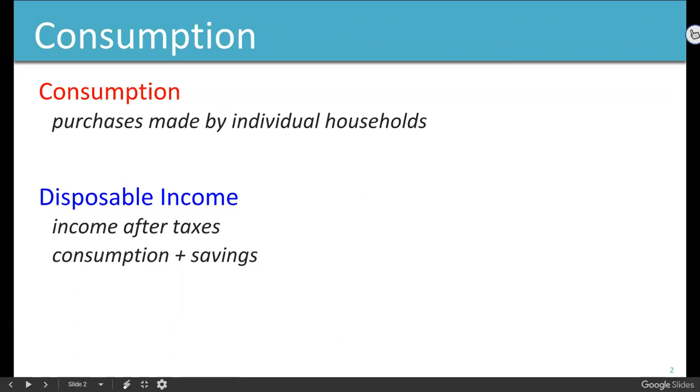The vocabulary word here is disposable income. This is our income after taxes. After Uncle Sam and Aunt Jenny get theirs, this is the money that we have to make our choices on. And what do we do with that? Consumption and savings.